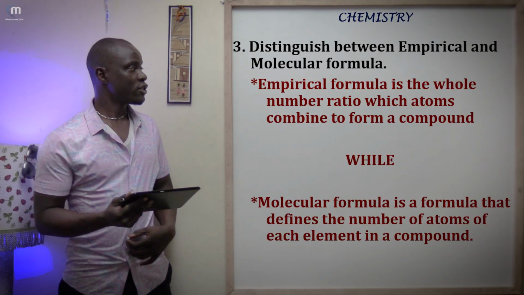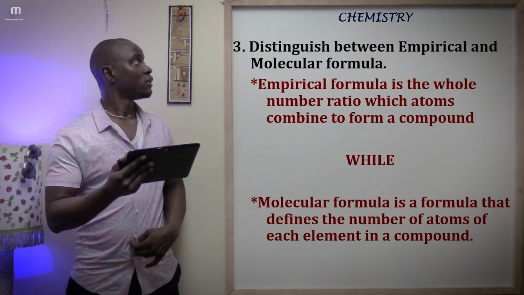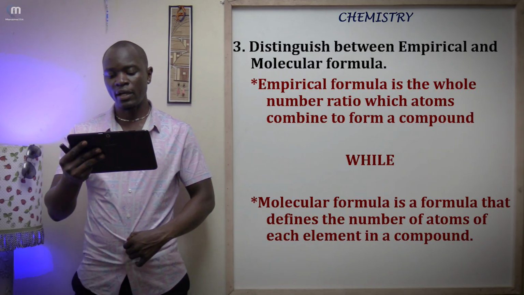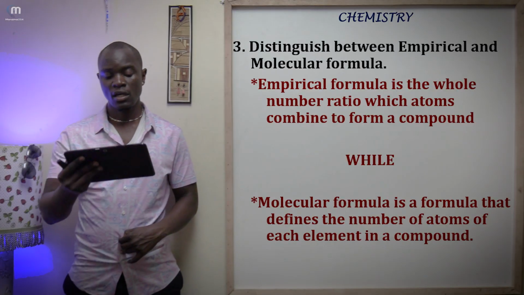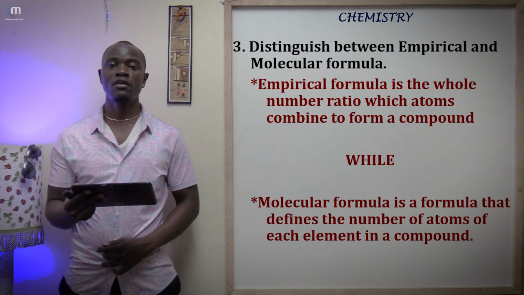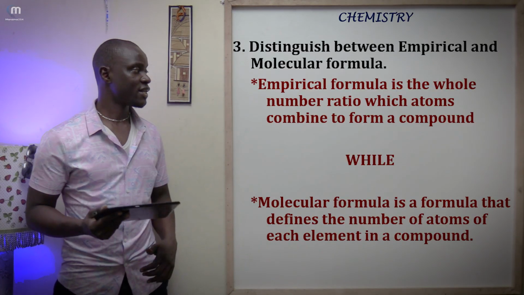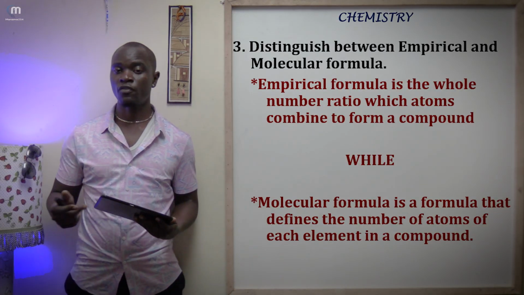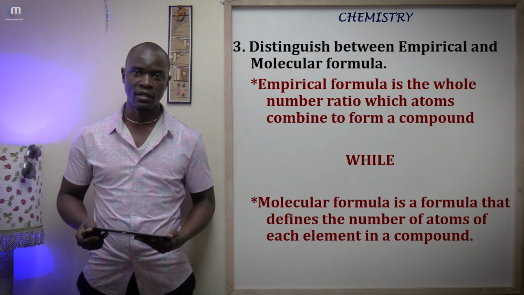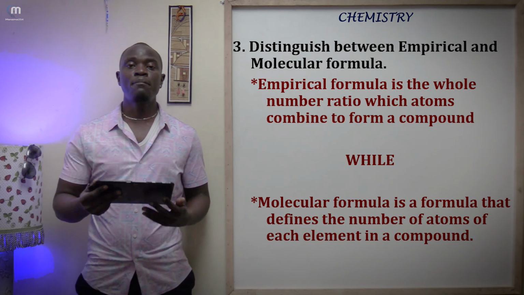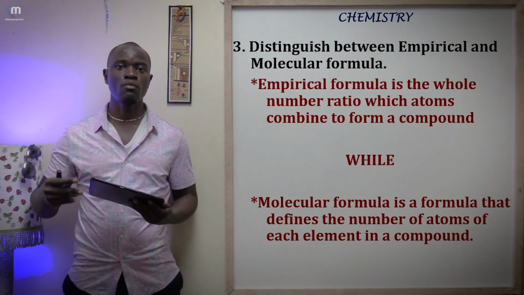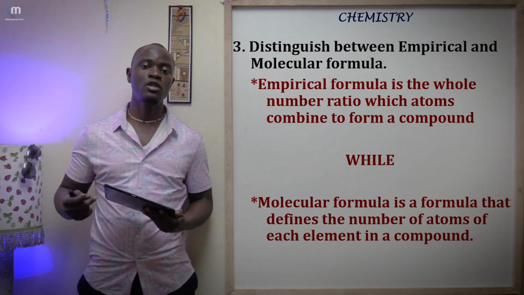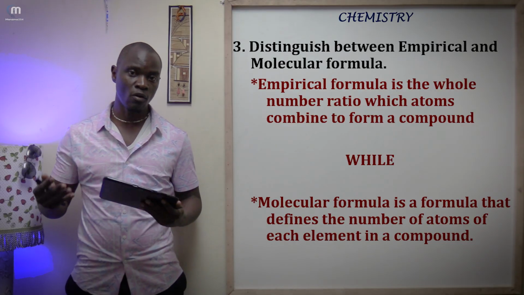So now let's go to question number 3. This question is asking, distinguish between empirical and molecular formula. We had briefly discussed empirical formula, but now this question is asking for the definition of empirical formula. So what is empirical formula? Empirical formula is the whole number ratio in which atoms combine to form a compound.